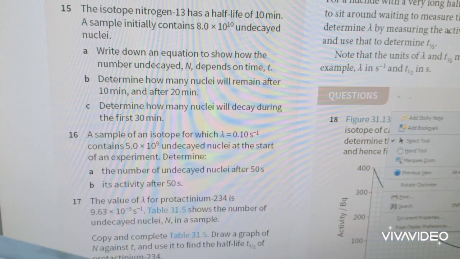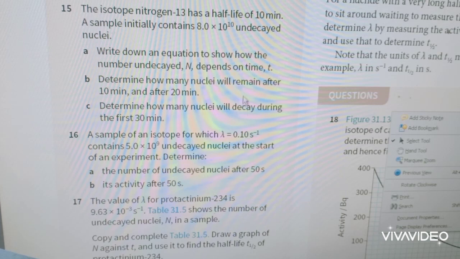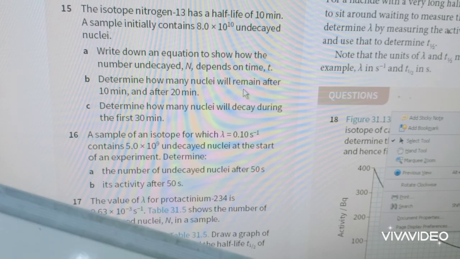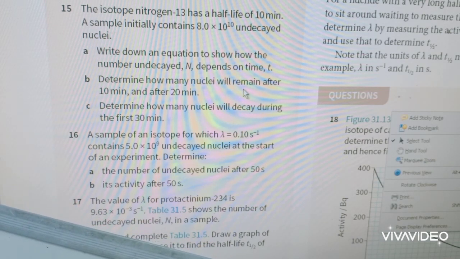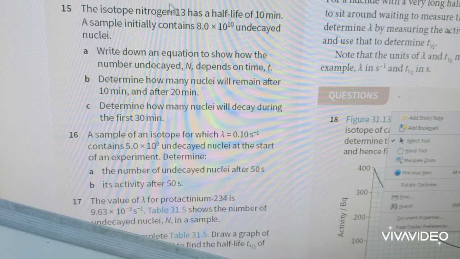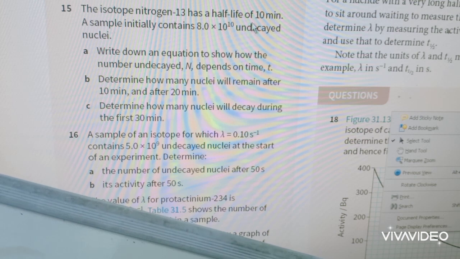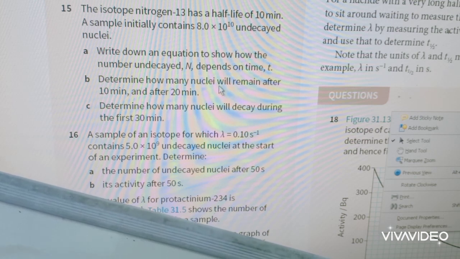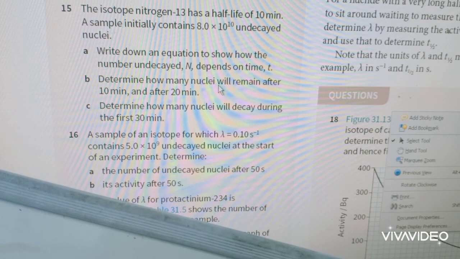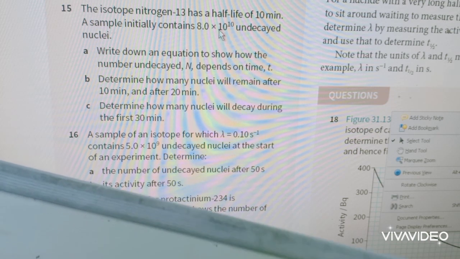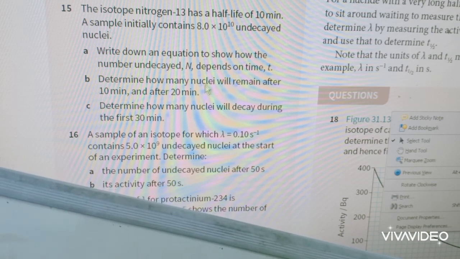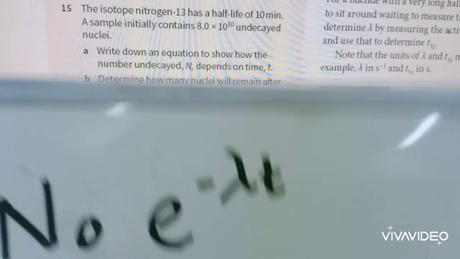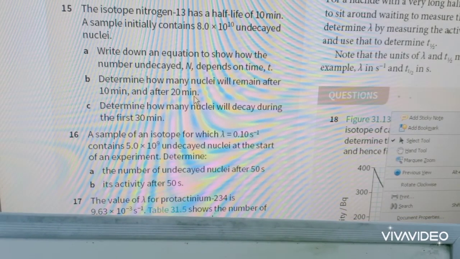Next, B, determine how many nuclei will remain after 10 minutes and after 20 minutes. It mentions that the half-life of this nitrogen-13 is 10 minutes. Means that after 10 minutes, the sample will be half of the original. So half of 8 times 10 to the power of 10. Okay, you count it. And after 20 minutes, it means it will be quartered from the original number of undecayed nuclei.